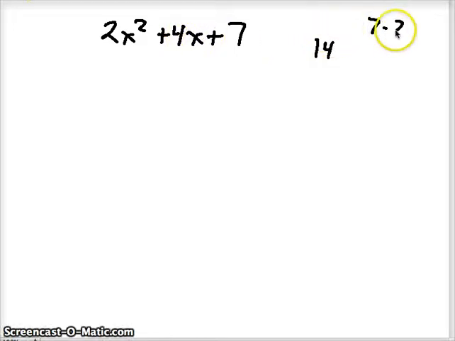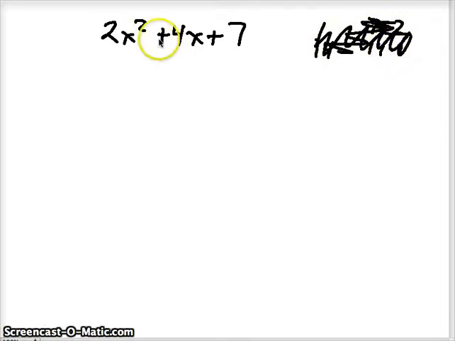Let's see, 7 and 2, 14 and 1. That's about it, right? None of these add up to 4. So this appears to be a prime quadratic. So let's see what values we should get.